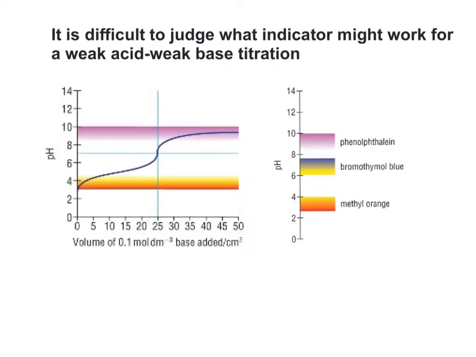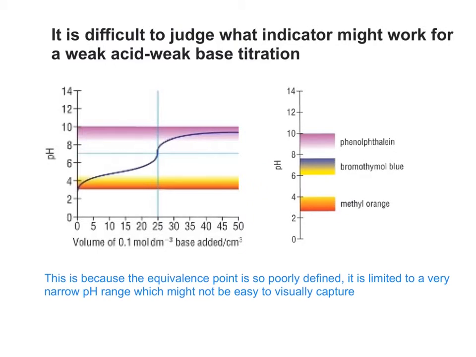In the case of a weak acid, weak base titration, it's very hard to work out what indicator might be the right one to use. So although at first glance it might seem that bromothymol blue would be the one to choose, the equivalence point is a very narrow pH range, which will be quite hard to visually capture if you're just using an indicator with the naked eye.